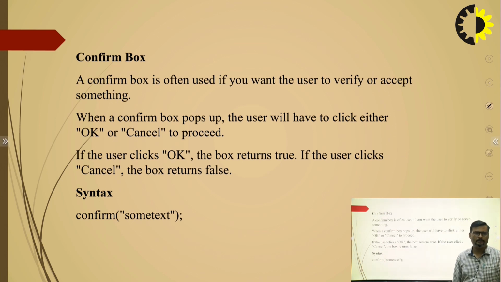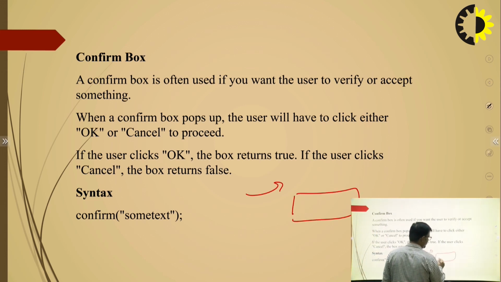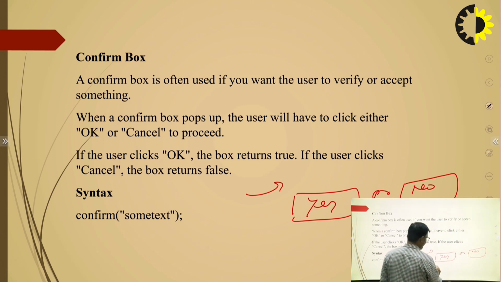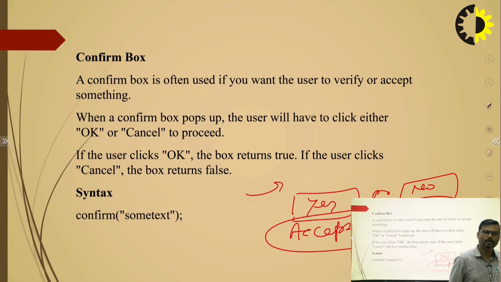Then the confirm box. A confirm box is often used if you want the user to verify or accept something. When a confirm box pops up, the user will have to click either OK or Cancel. Suppose that you click one button and after submitting there are two options, yes or no, maybe accept or reject. These are two buttons. Here the choice will depend on the user.